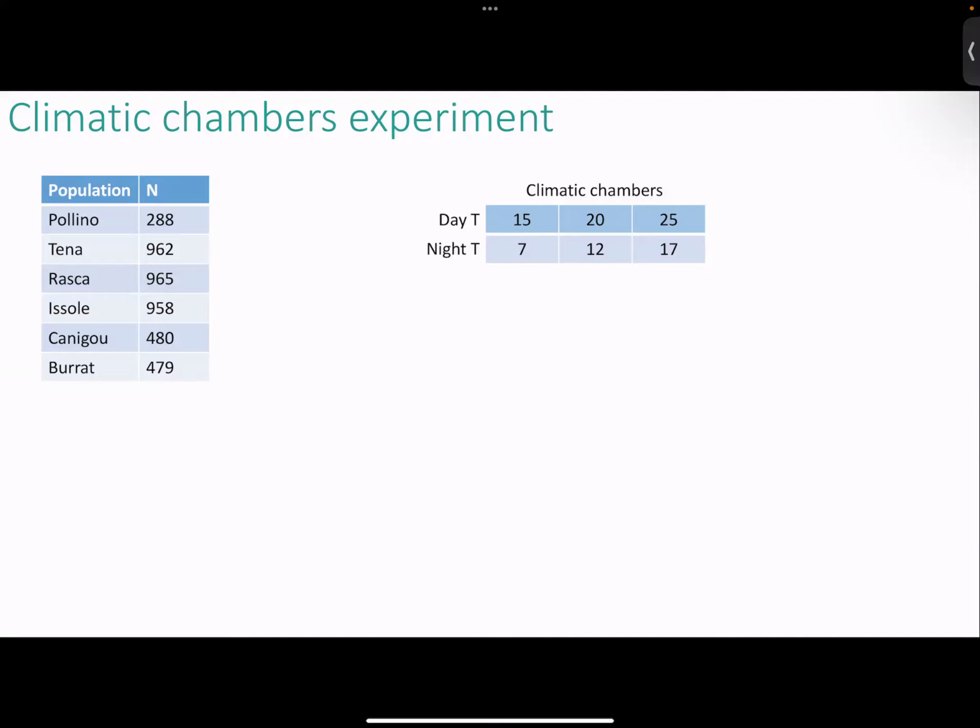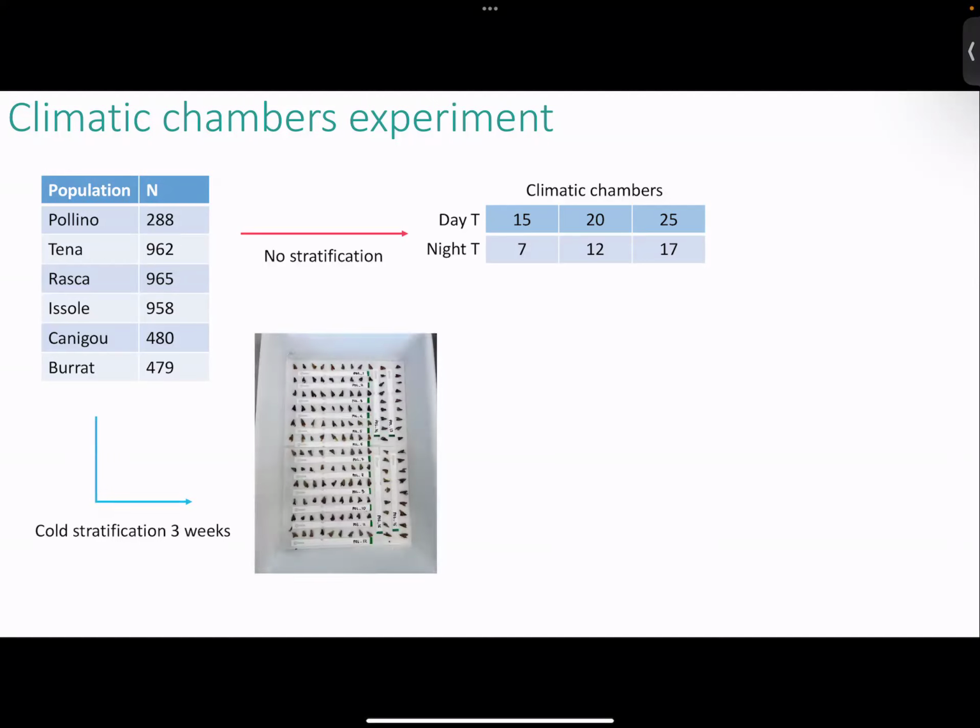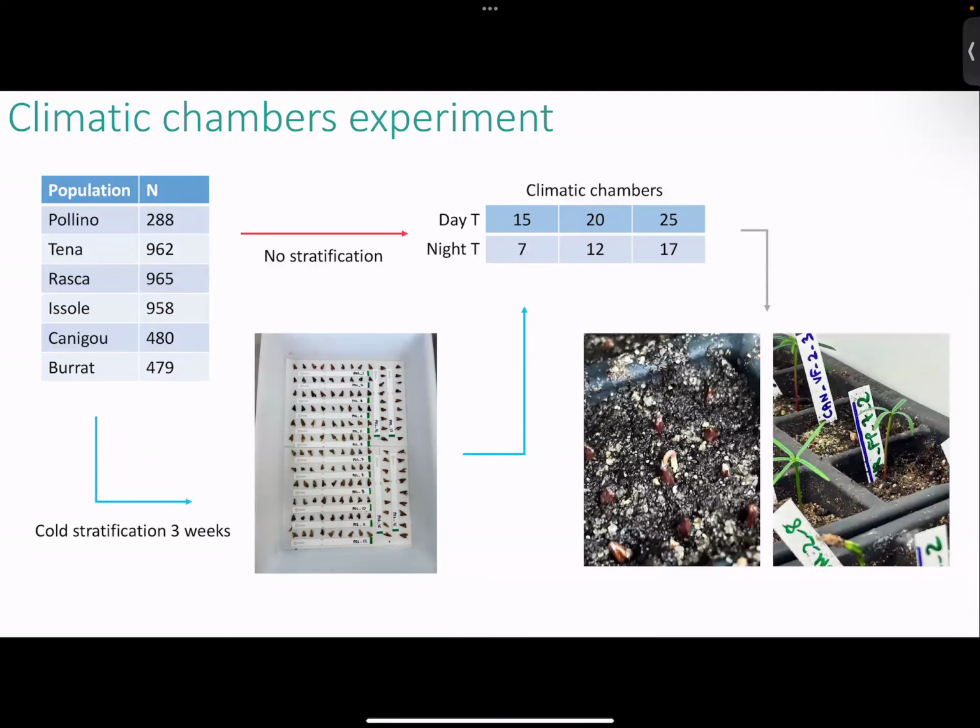And in this experiment, we split the seeds into batches. Half of the seeds were not stratified and sown directly into the climatic chambers, and the other half was cold stratified during 3 weeks and then sown in the climatic chamber for monitoring. And this is because normally this species requires between 3 and 6 weeks of cold stratification, although it has shallow dormancy, so it's still able to germinate without stratification.